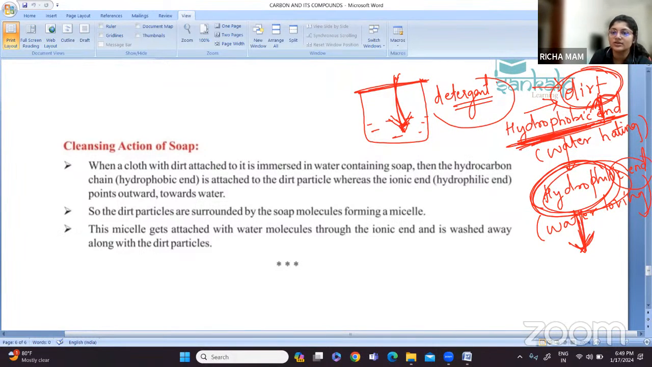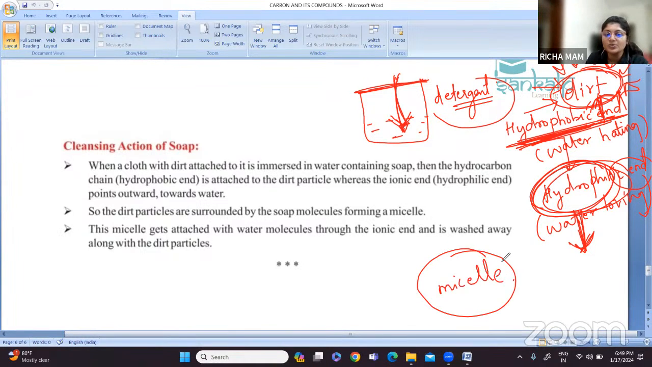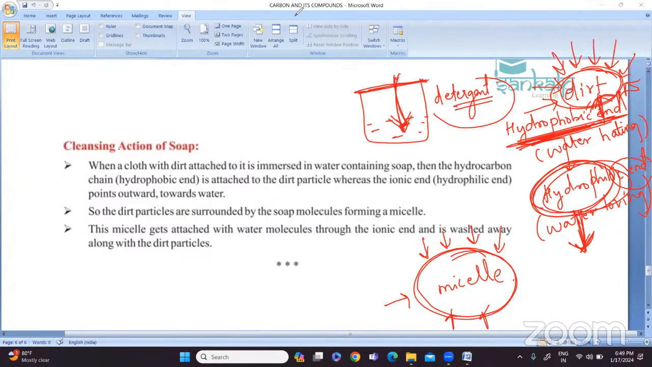Okay, dirt particles will be surrounded by the soap molecules with the hydrophobic end, and it forms something which is called a micelle. Okay, micelle means what? Micelle means the dirt is surrounded by the hydrophobic end. Okay, then it is called what? It is called micelles.